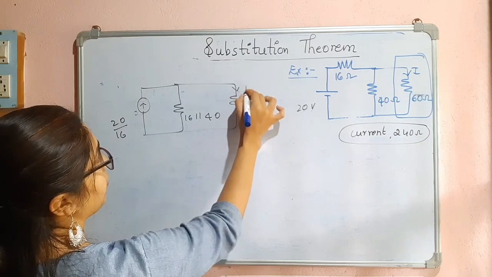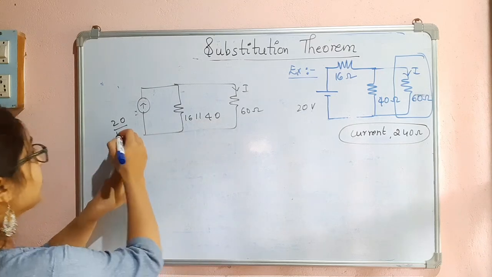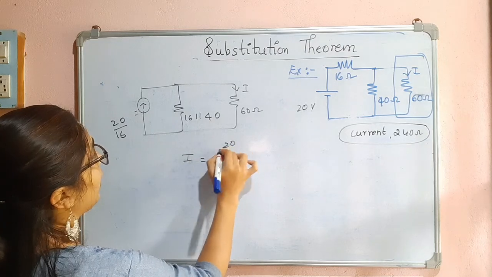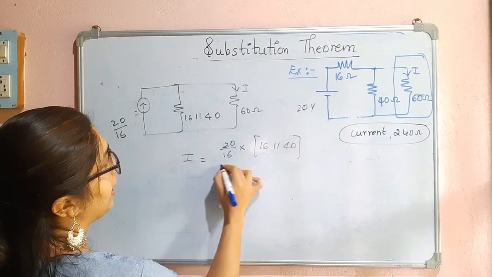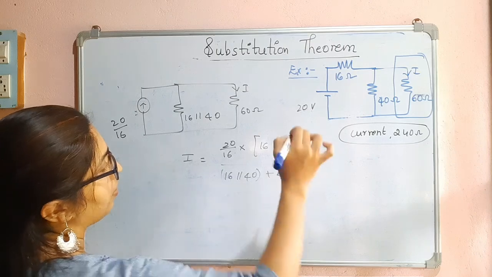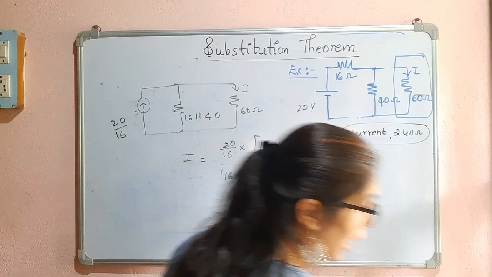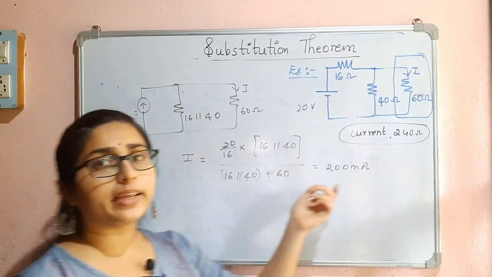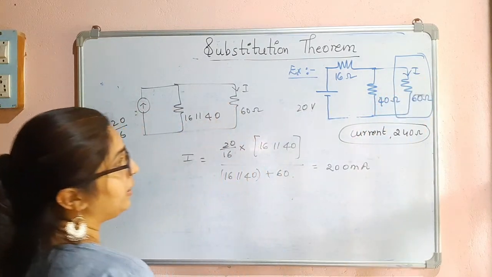This is the current I. So what is this I? From the current divider rule, I can get 20 by 16 into 16 parallel 40 divided by 16 parallel 40 plus 60. If you solve this, you will be getting 200 milliampere. So now we know the current is 200 milliampere.